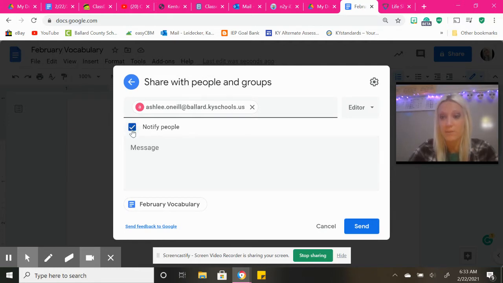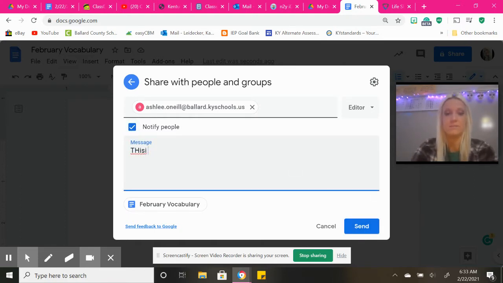Also notify people, that makes it pop up in my email. So make sure that is clicked as well. So I know in my email, I don't have to go search for it in my Google Drive. It just pops up in my email knowing that you did it, and I can view it and print it off that way. Okay. And then hit send. You put a little message here. This is my vocabulary.